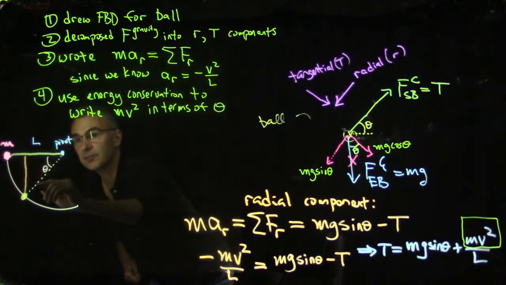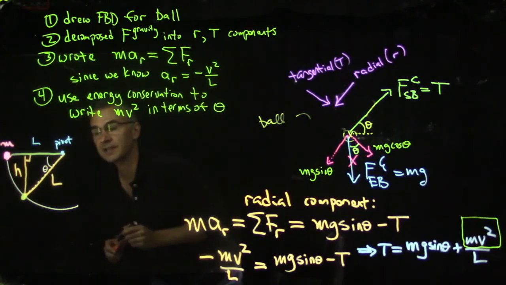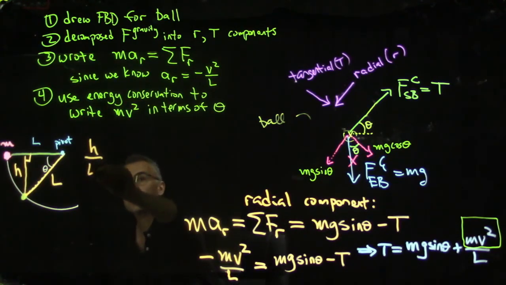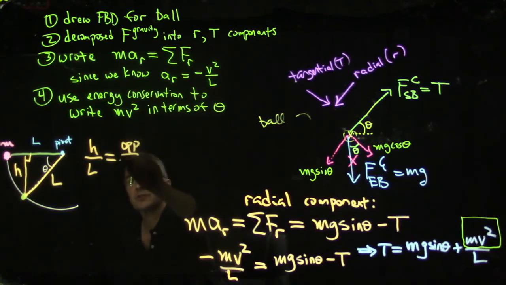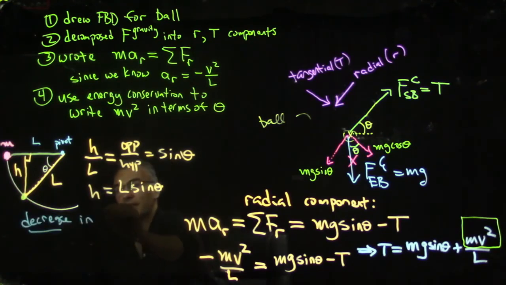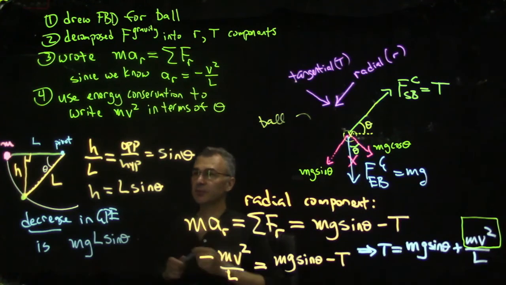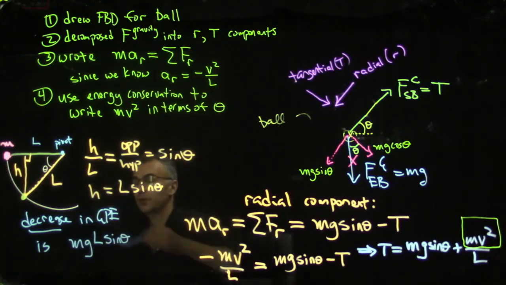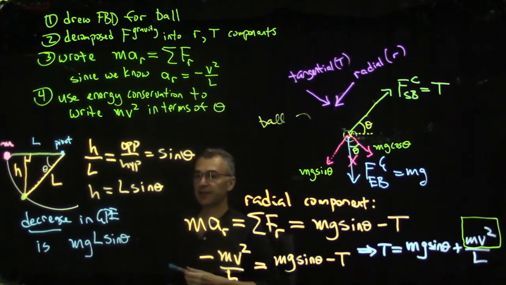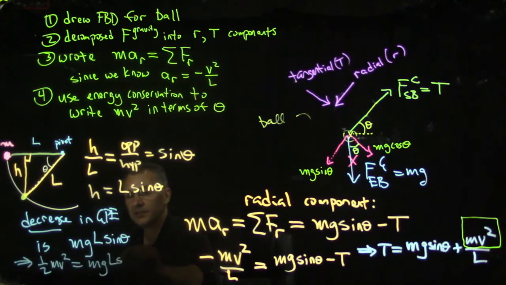This is some height h, and this is the same length L. Here is a right angle. So h over L, opposite over hypotenuse, is sine theta. So the decrease in gravitational potential energy is mgL sine theta. In other words, the gravitational potential energy from the starting point to when we reach the angle theta decreases by mgL sine theta. Therefore, 1/2 mv squared equals mgL sine theta.